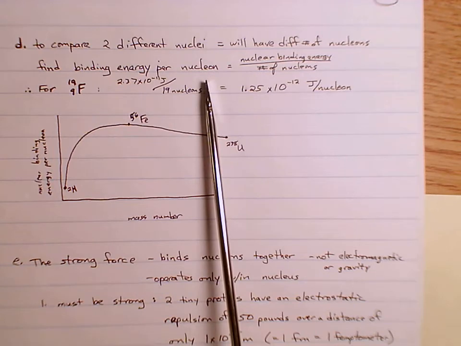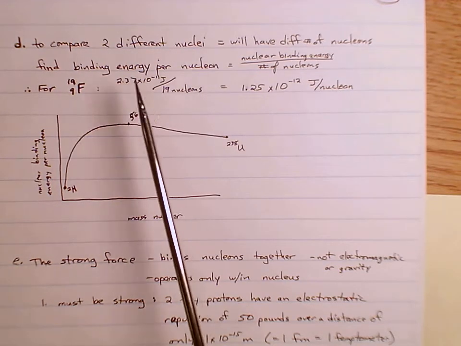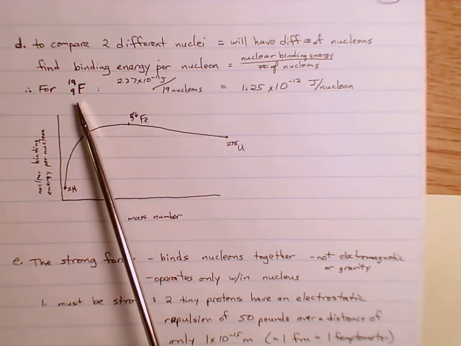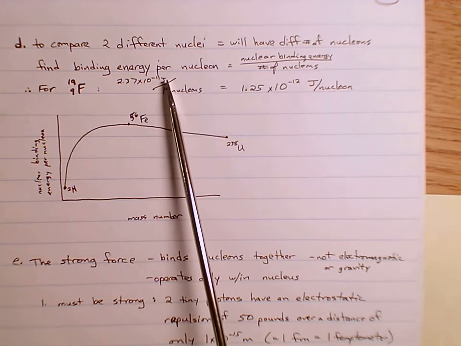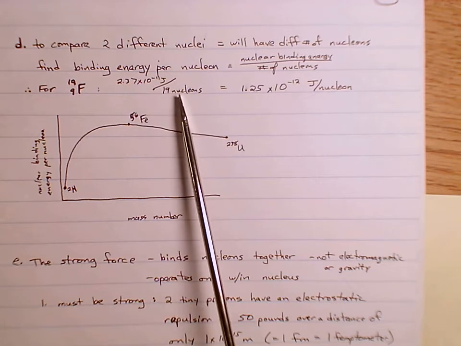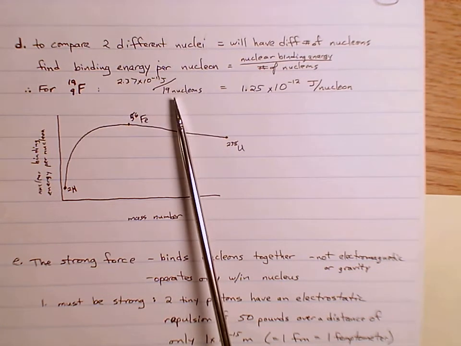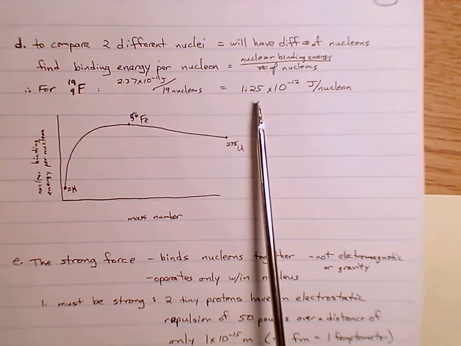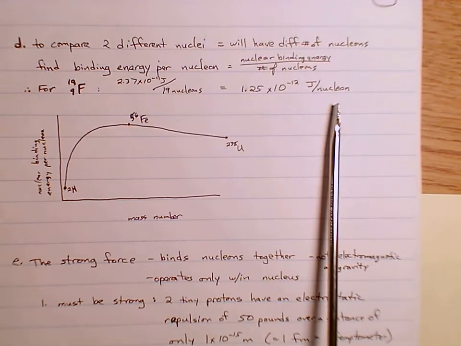The nuclear binding energy is just the amount of energy given off, the stability of the nucleus due to the missing mass. And so for fluorine 19, note it was 2.37 times 10 to the negative 11 joules given off for the 19 nucleons, which gives us a nuclear binding energy of 1.25 times 10 to the negative 12 joules per nucleon.